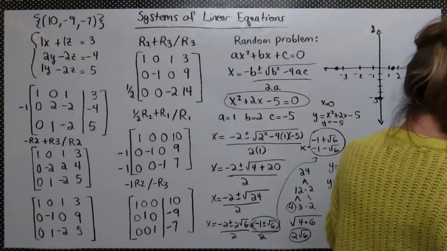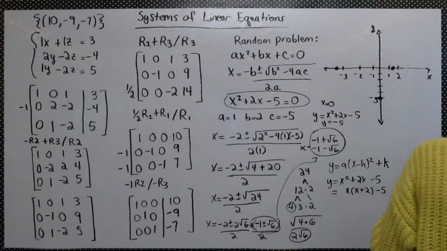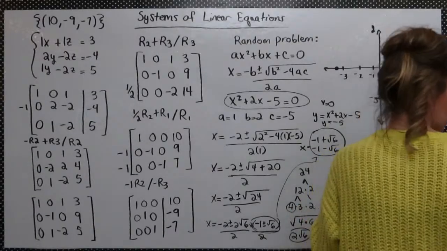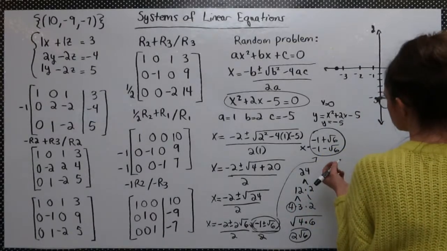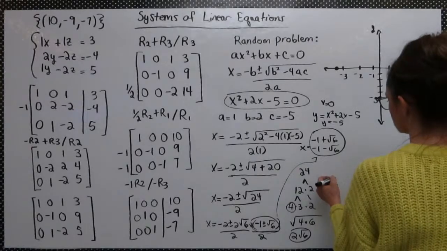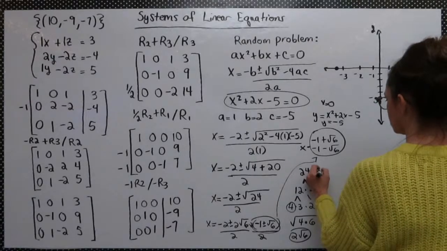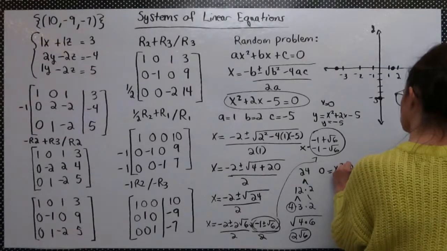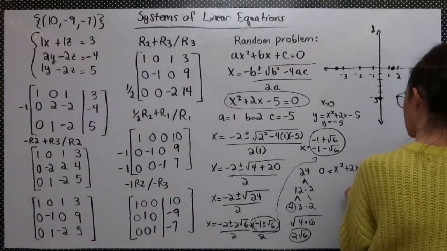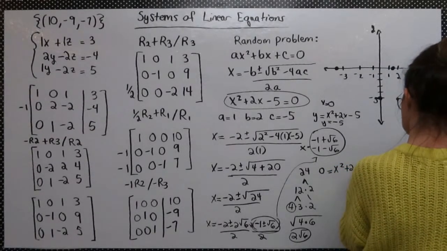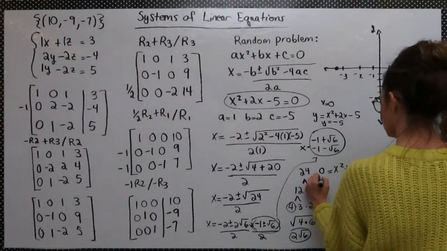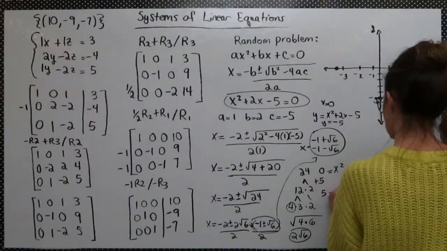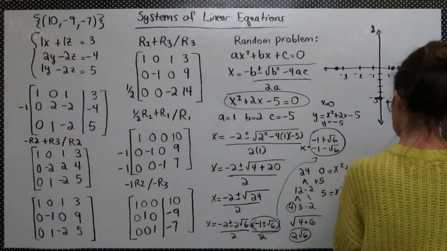Well, let's complete the square on it here. So there's this method called completing the square. So we'll say 0 equals x squared plus 2x minus 5. Add 5 to both sides. So we've got 5 equals x squared plus 2x.